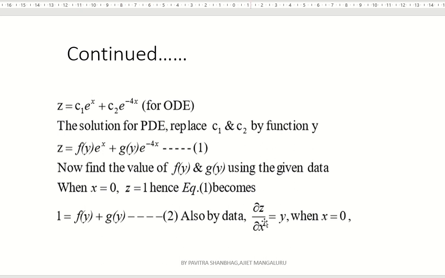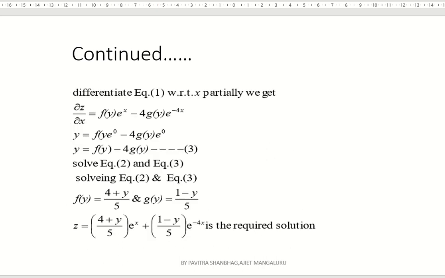Another condition given: dou z by dou x equal to y when x equal to 0. For that we need to find dou z by dou x. Differentiate this expression partially with respect to x. Then we get dou z by dou x equal to f(y) e power x plus g(y) times minus 4 e power minus 4x. So what will we get here?